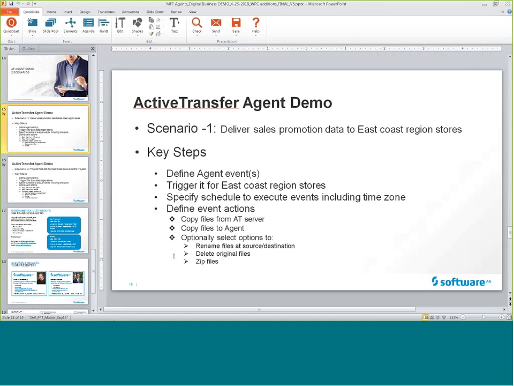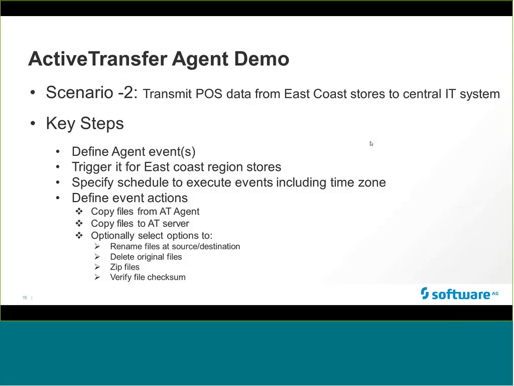Now, let me switch gears and go to the second scenario. The second scenario is very similar, which is, in this case, rather than me sending files to stores, I'm now retrieving data, right? I'm actually transmitting point-of-sale data from the same stores, East Coast stores, to the central IT system. So it's an exact reverse scenario. Now I'm pulling files, or the agents are pushing files to the central IT server. Again, in order to do this, you define the agent events. You trigger it for the East Coast region stores. You specify the schedule, and then you define the event actions.